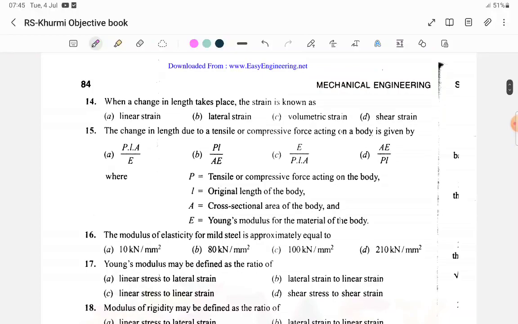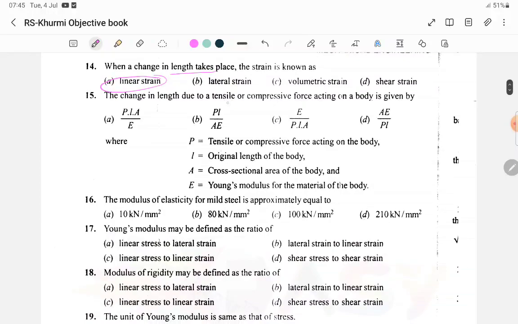Next, when a change in length takes place, the strain is known as a linear strain. The change in length due to tensile or compressive force acting on the body is given by: E is equal to stress by strain. Stress means P by A, strain means delta L by L.